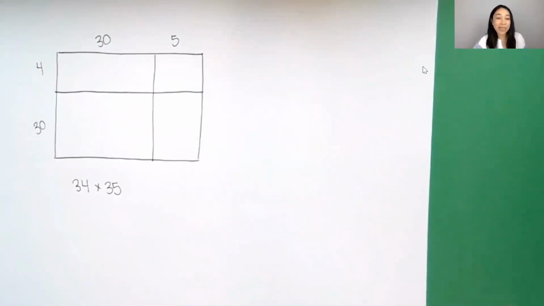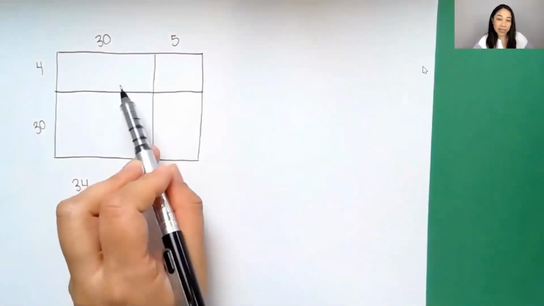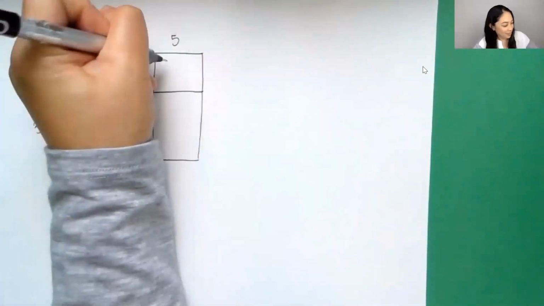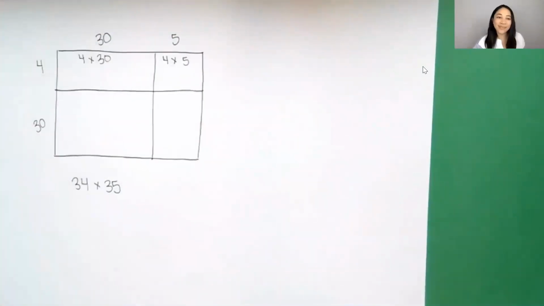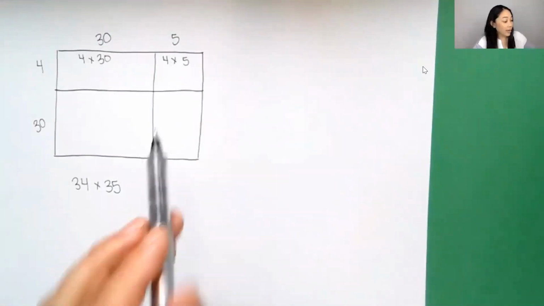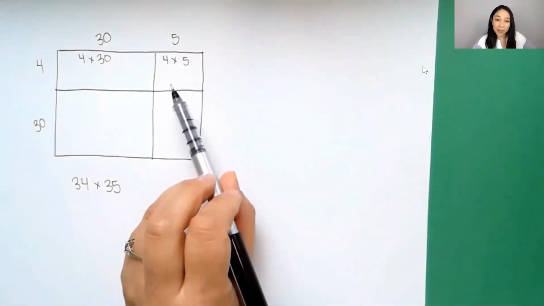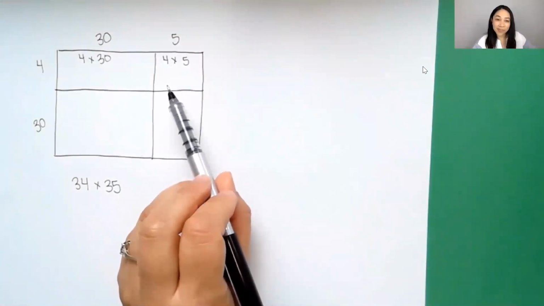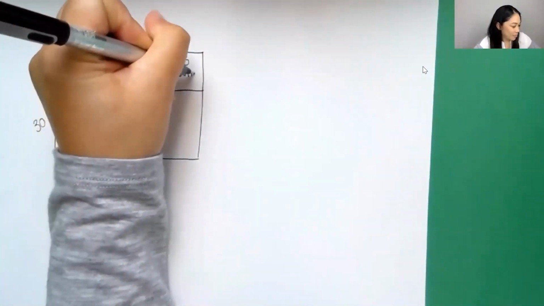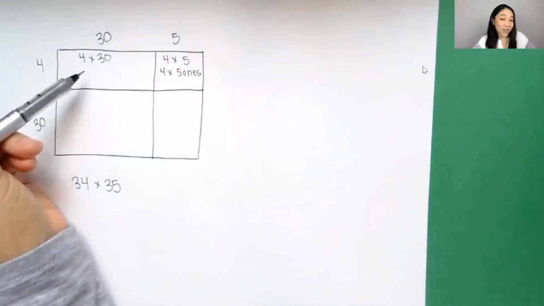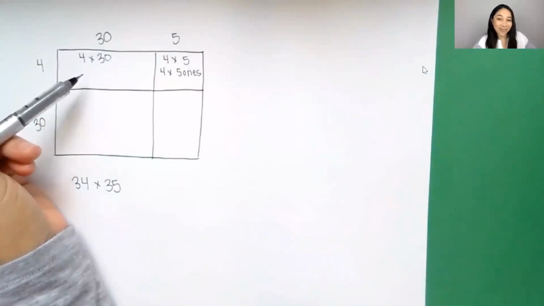Write the expressions that represent the area of the 2 smaller rectangles that we've created. Let's say the expressions in unit form to help us understand their value. Using the units for each factor, go ahead and say 4 times 5 in unit form. 4 times 5 ones. And 4 times 30 in unit form is 4 times 3 tens.